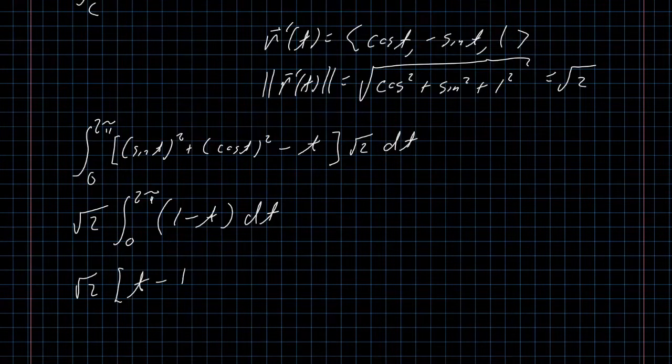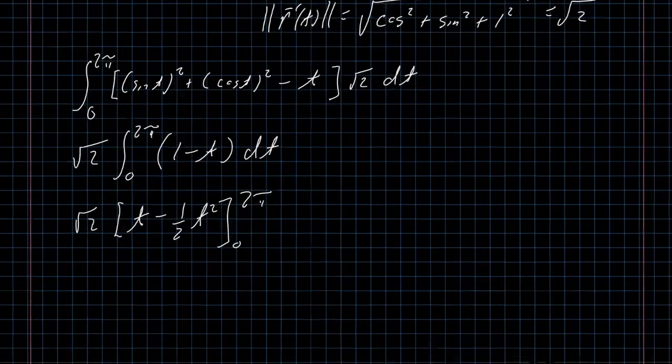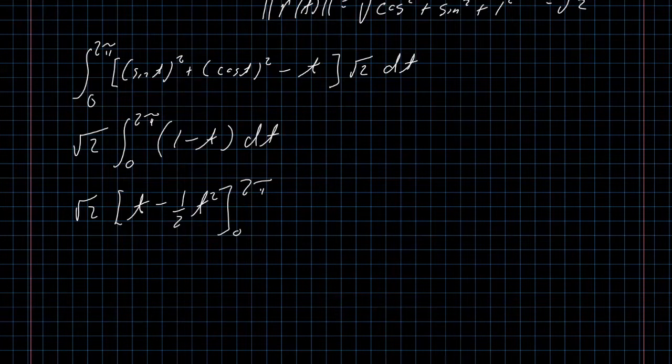The integral of 1 minus t is t minus 1/2 t squared. Plug in 2 pi. You'll get 2 pi minus 4 pi squared over 2, which is 2 pi squared. Plug in t equals 0, you get 0. So in fact, that's all we got. Square root of 2 times 2 pi minus 2 pi squared. 2 pi square root of 2, 1 minus pi. If you want to factor it out, I don't know if that makes things better or worse. You could also multiply it out. I still don't know if that makes things better or worse, but that's what we've got.